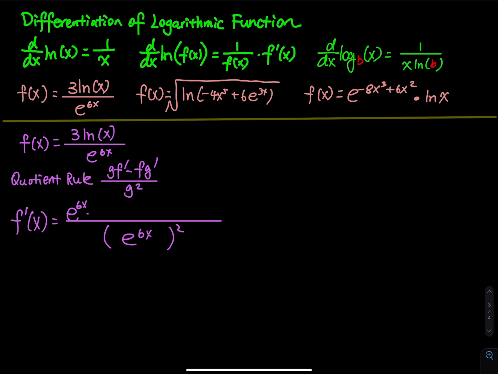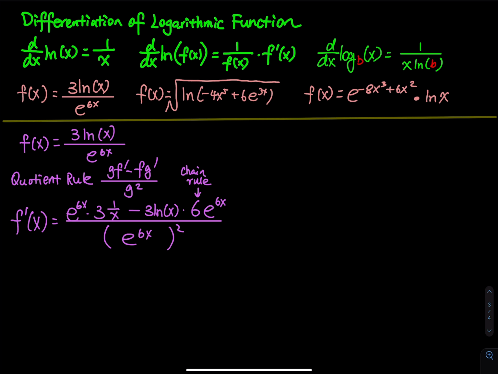The 3 is there, right? And then the derivative of ln x is 1 over x. And then minus the numerator, times the derivative of the denominator. So e to the anything is e to the anything. And then you take the derivative of 6x, which is equal to 6, and this 6 is by the chain rule. All right, I think that's it.